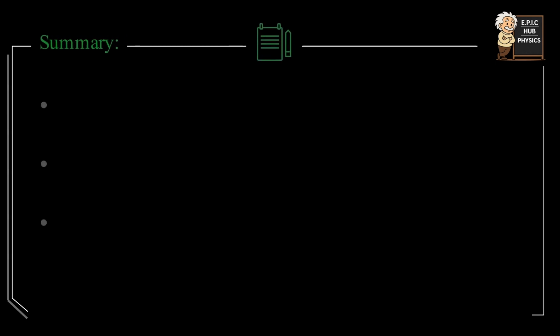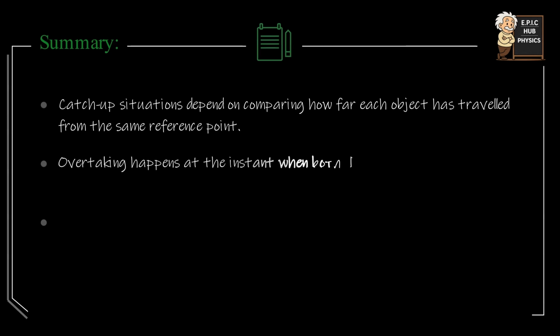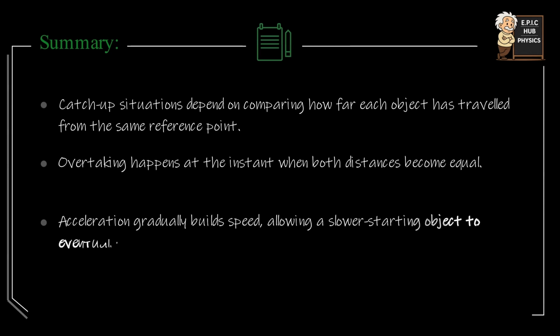Now let us summarize. Catch-up problems depend on comparing how far each object has traveled from the same reference point, and are solved by equating the positions of the objects involved. When the two displacements become equal, the overtaking occurs. We saw that acceleration gradually increases speed, allowing a slower starting object to eventually close the gap. So, Vehicle B catches Vehicle A after 40 seconds.